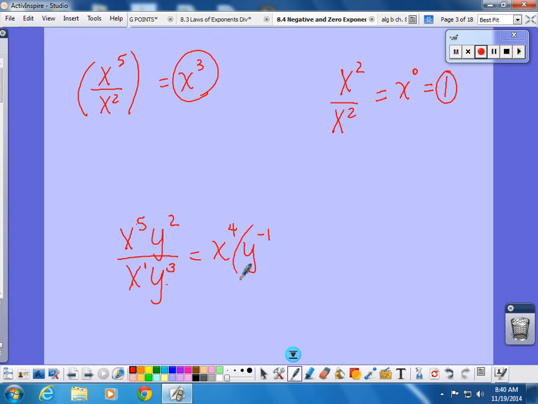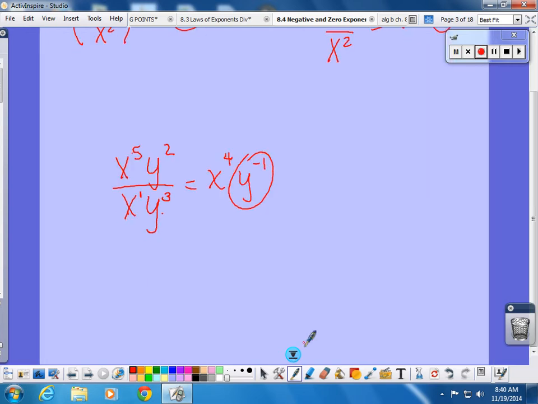Now, you don't move the whole thing. You just move what has the negative exponent. So this x to the 4th is going to stay where it was. And this y to the 1st power has got to move because it has a negative exponent. Only the part with the negative exponent moves. Makes sense?